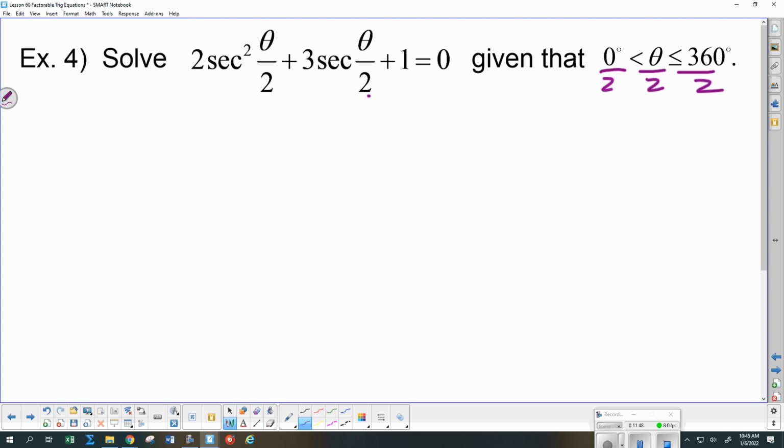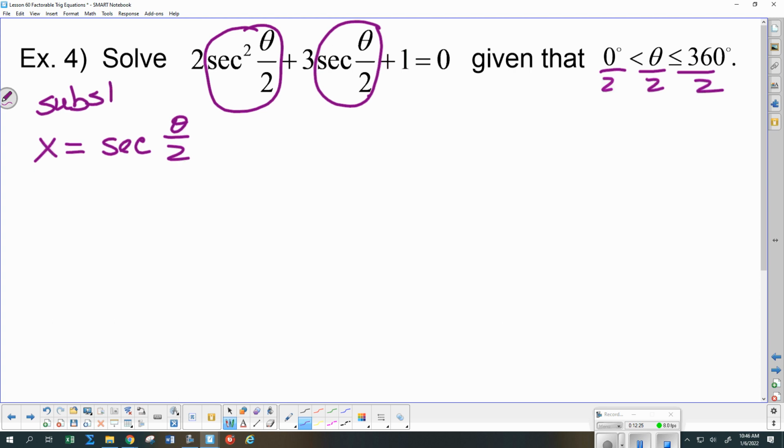So take a deep breath and take a second look at it. I see secant squared. And I see just secant. Oh, I've got a quadratic. I've got something squared, and the next term is just that something. So it's a quadratic. So I'm going to do something to make it look more friendly to be able to factor my quadratic. Since I've got secant of theta over 2 right here, and I've got secant theta over 2 times secant theta over 2 right here, I am going to do a substitution where x is the secant of theta over 2.